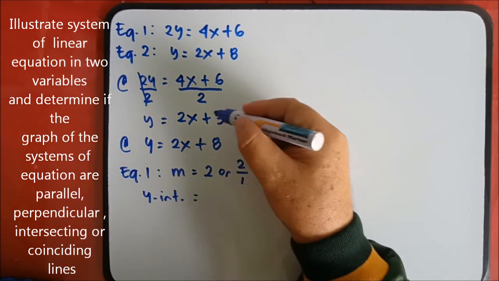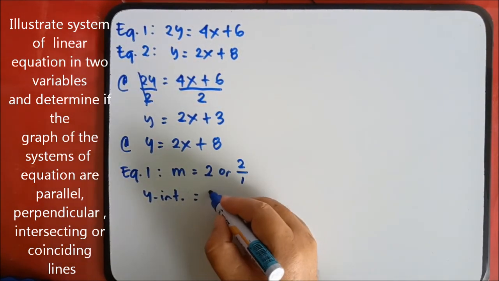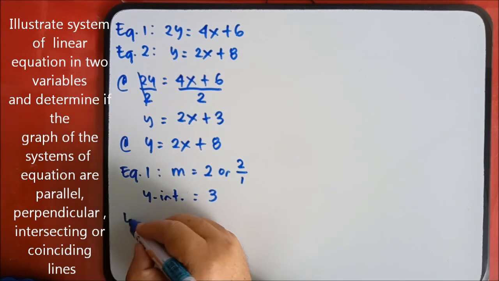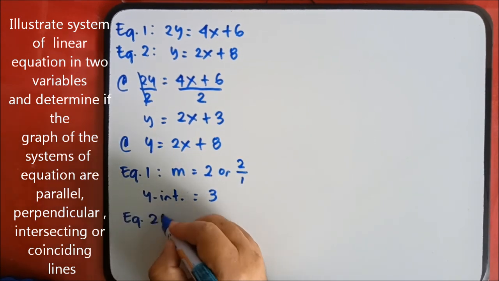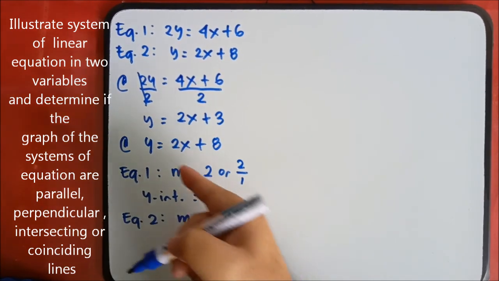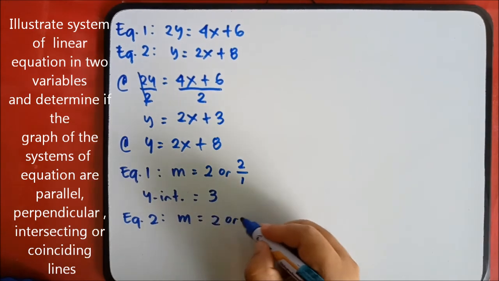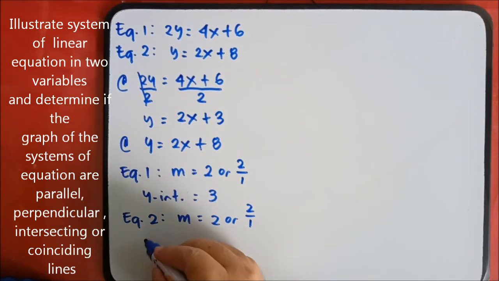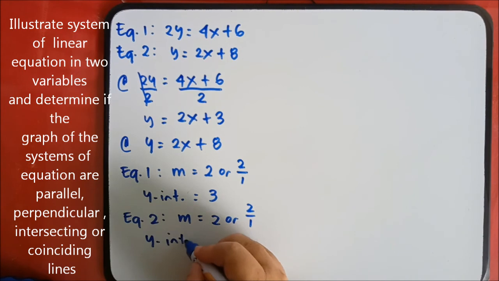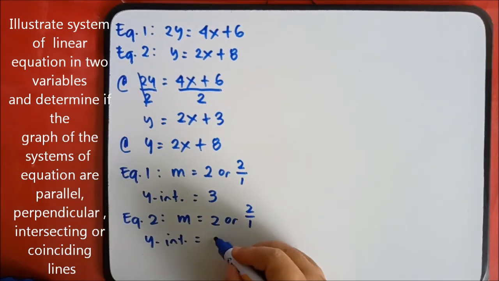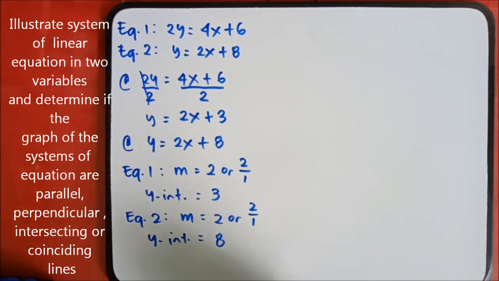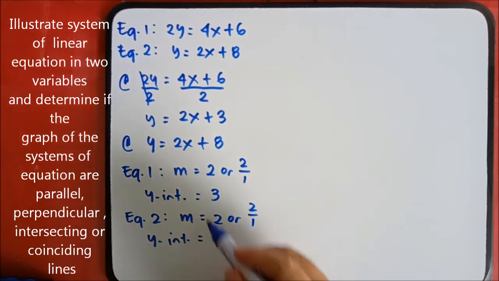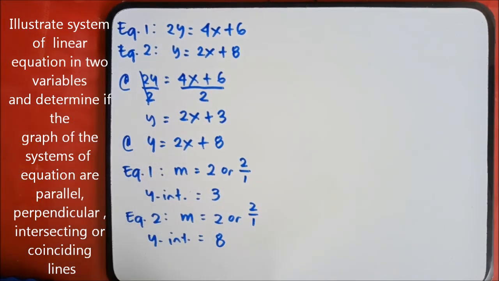Your y-intercept is 3, positive 3. Now, for equation 2, what is our slope? Our slope is 2 or 2 over 1. Then your y-intercept is 8. Positive. Expect this to be going up to the right side because the slope is positive.